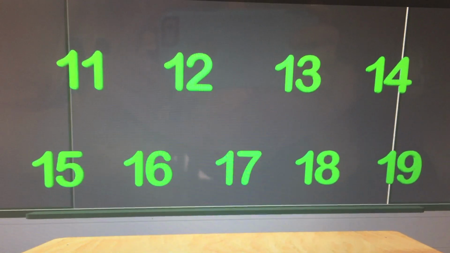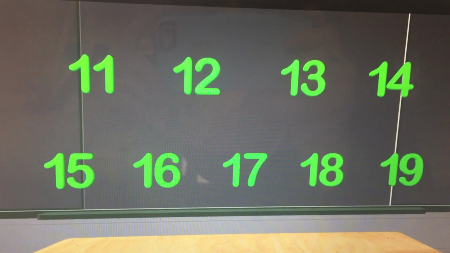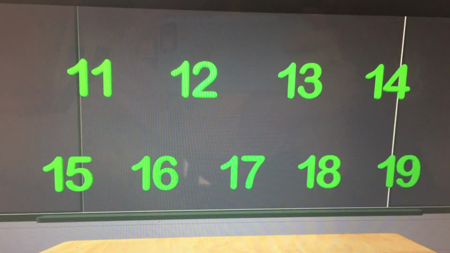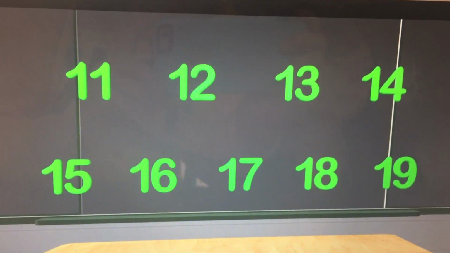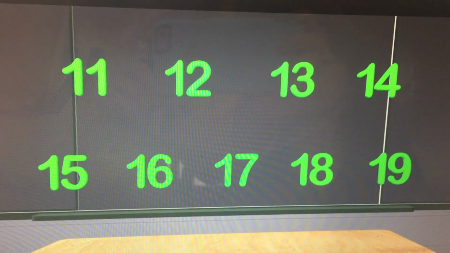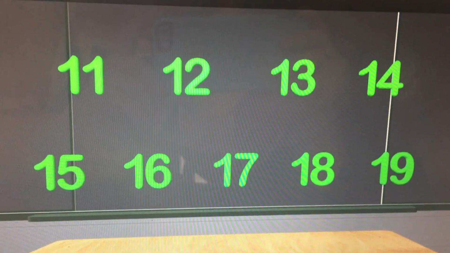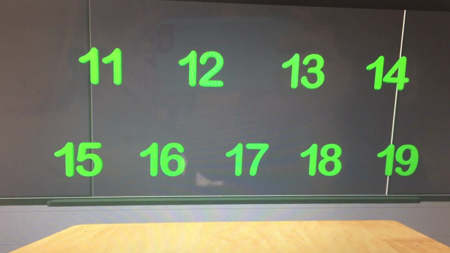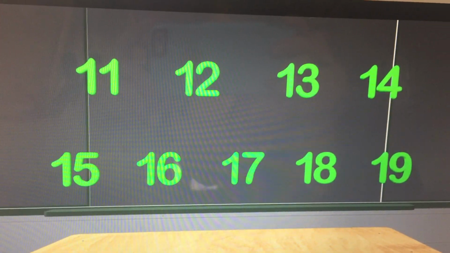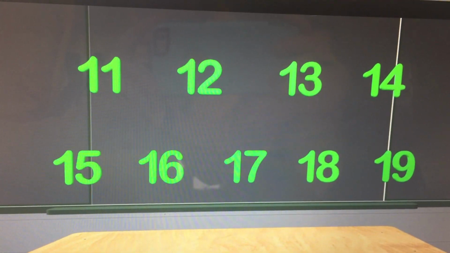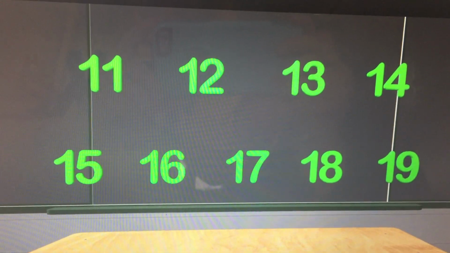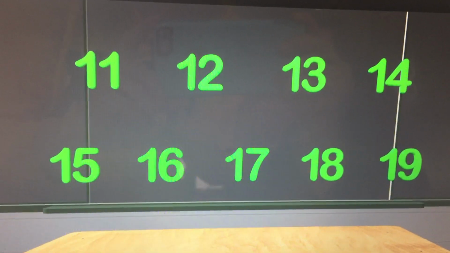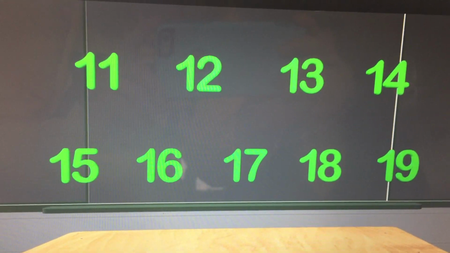Take a minute and tell me how all these numbers are alike, or what is the same about all these numbers. Each one of these numbers has the number 1 in the front of the two-digit number. What does the number 1 mean in front of the two-digit number? It means that there is a 10 inside that number. The other number represents how many ones are left over after the 10.